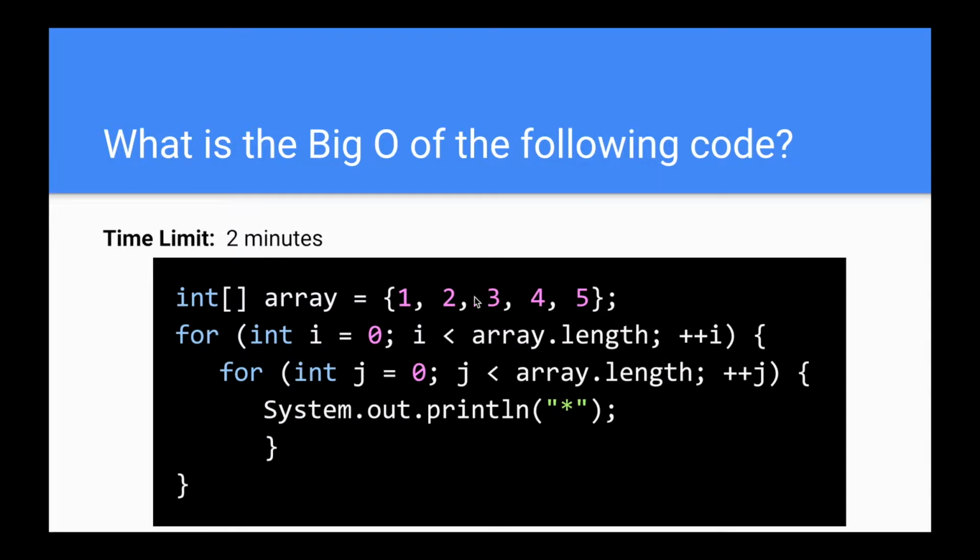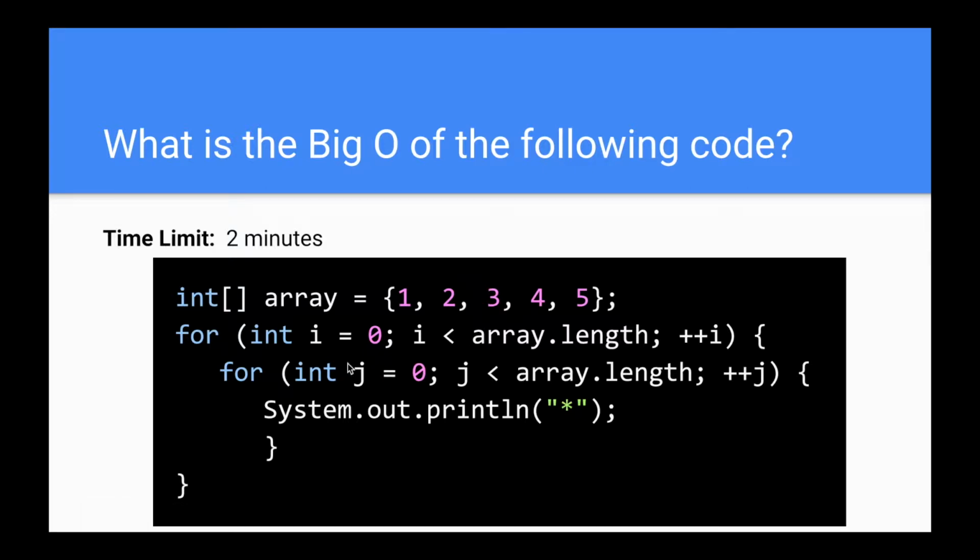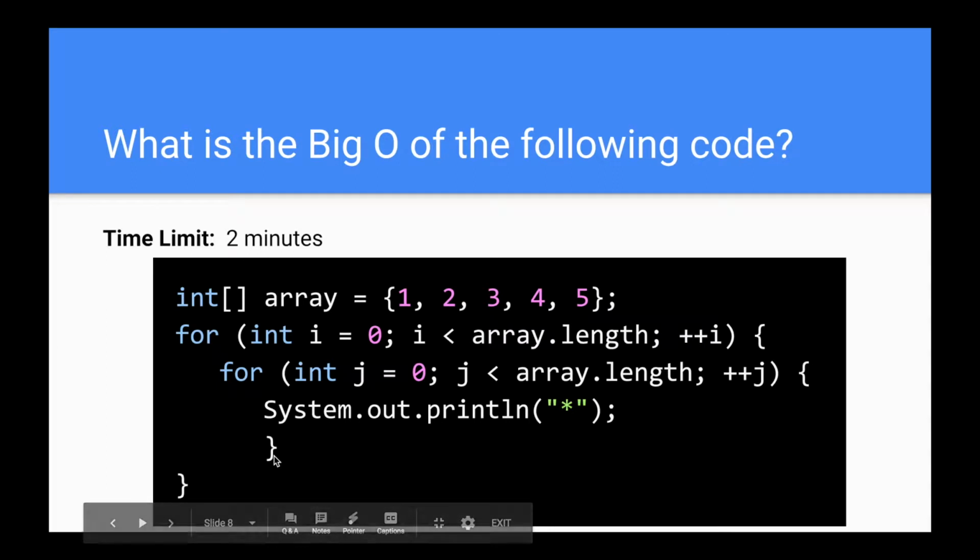The Big O of this code here: it runs over the array one time for the outer loop and one time for the inner loop. So every time the outer loop runs, the inner loop runs to completion. So the Big O of this inner loop is n, and the Big O of the outer loop is n. So the Big O of the whole thing is n squared, because that's how many asterisks will be printed: n squared.